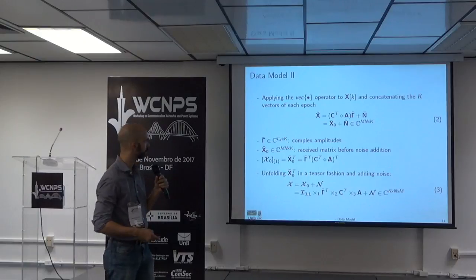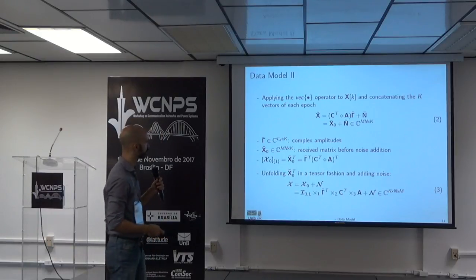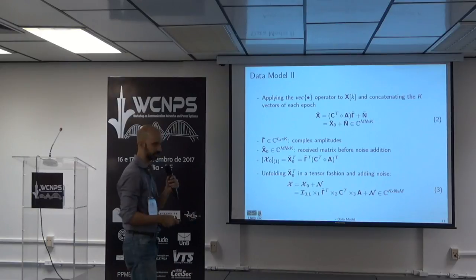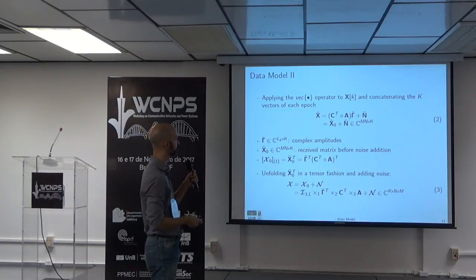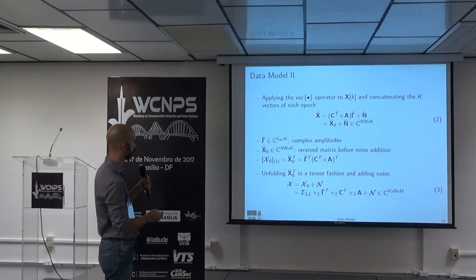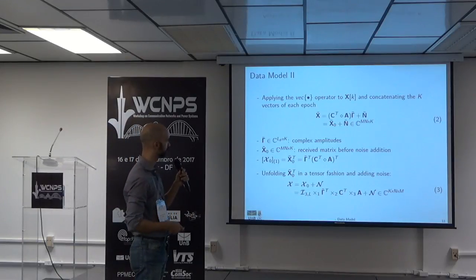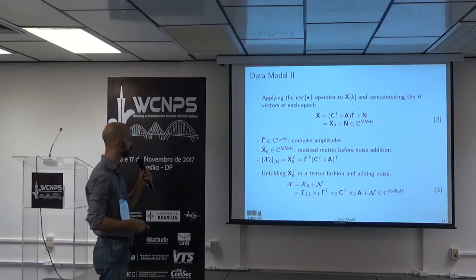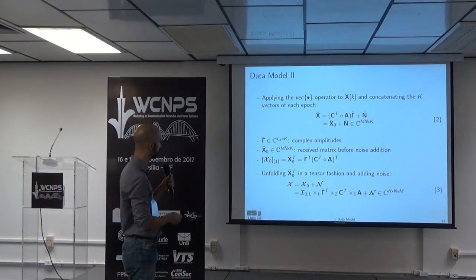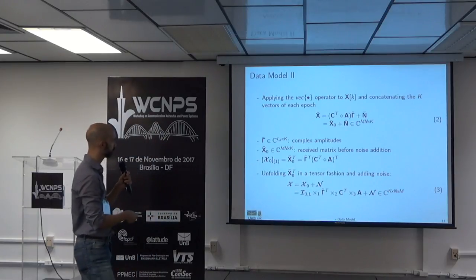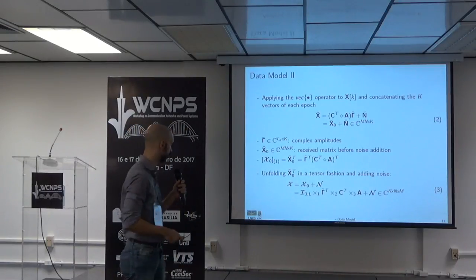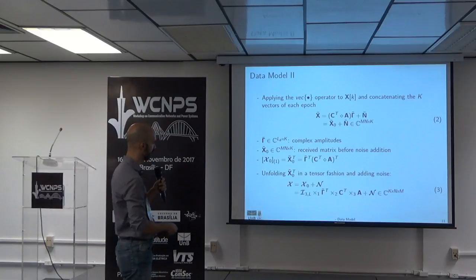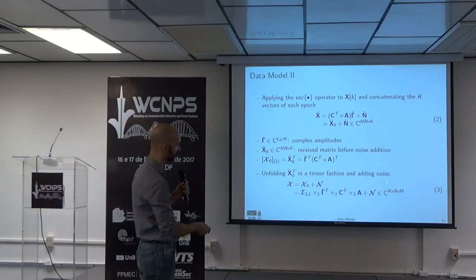Now, the main thing here is to apply the VEC operator to X. As you can see, because the gamma is a diagonal matrix in the previous slide, in this case it's going to be turned into a vector. And this is the combination, which is a Khatri-Rao product with the transpose of the code and the array responses. If you look at the noiseless signal tensor, it's very similar to the first mode unfolding of a noiseless tensor. So you can fold it back into a tensor, in this case compatible with a PARAFAC model. And now the factor matrices are this complex amplitude matrix, the code matrix, and the array responses, and the noise tensor.